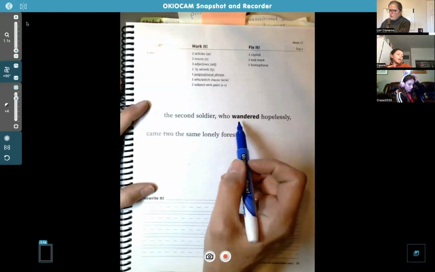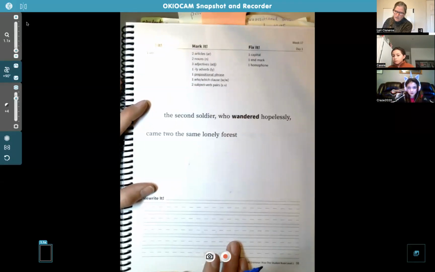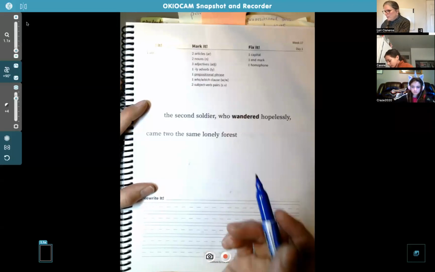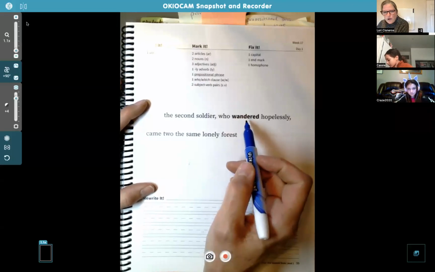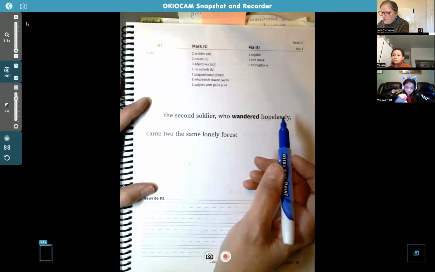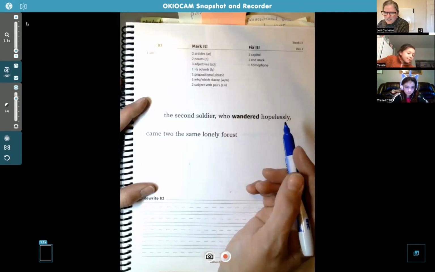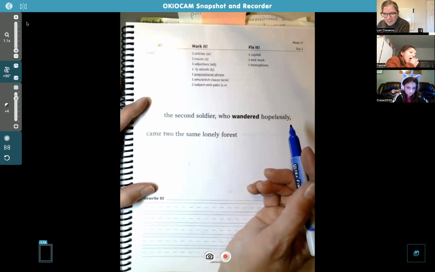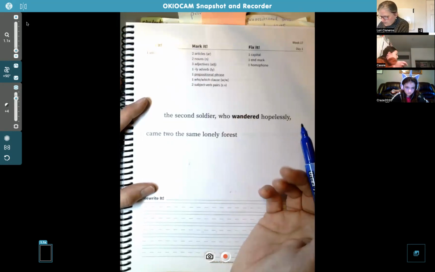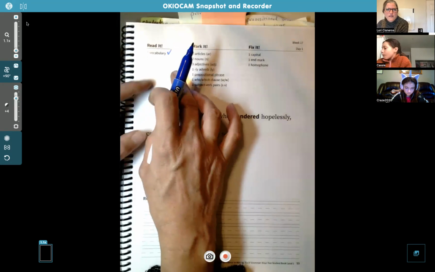The vocabulary word is wandered, and that just means walking around without purpose or direction. So basically aimlessly walking around. You don't know where you're going or what you're doing. And wandered hopelessly is like he's alone and not sure what he's doing, so he's all out of sorts. Okay, go ahead and put a check by vocabulary at the top there.